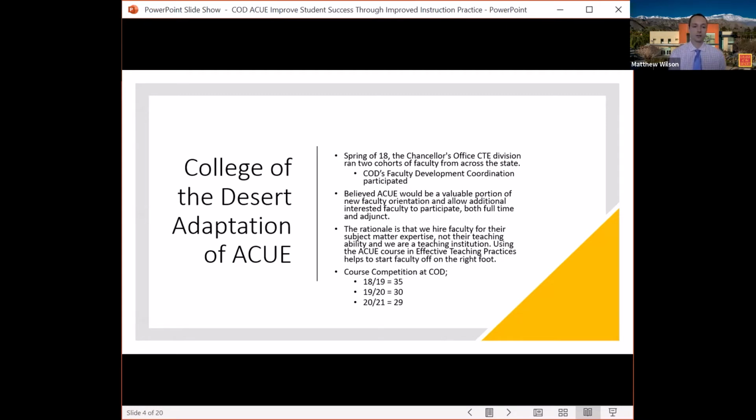We have already funded it for 3 years, and then Guided Pathways will be funding its fourth cohort starting in the year 2021 going to 2022.